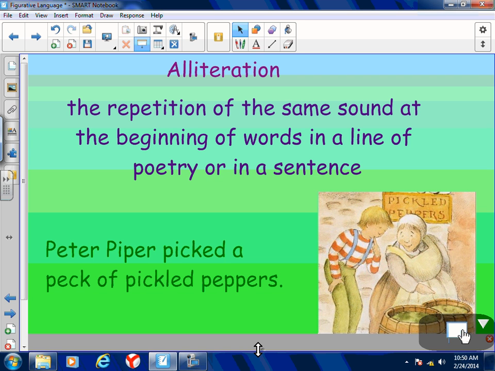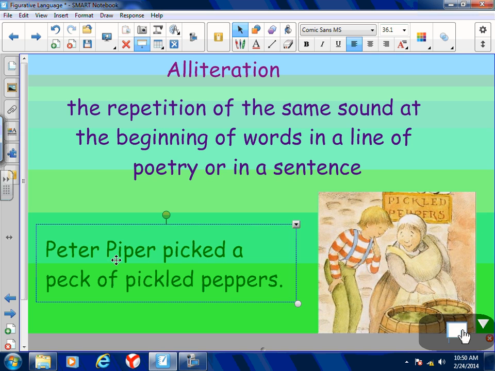Okay? Now, look here. We have this example with the picture. Peter Piper picked a peck of pickled pepper. You have pa sound, pa sound, pa sound, and so on. We have about 6 pa sounds in the first sound of each word. We call this alliteration.